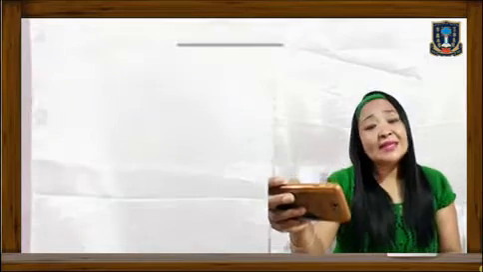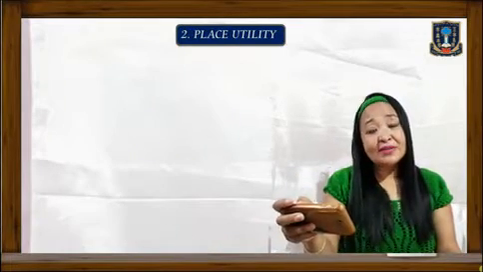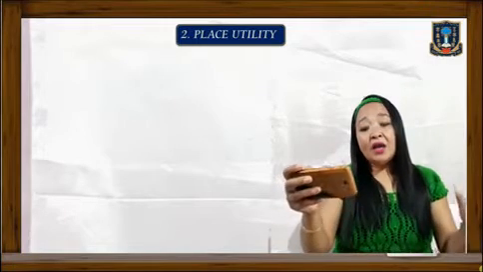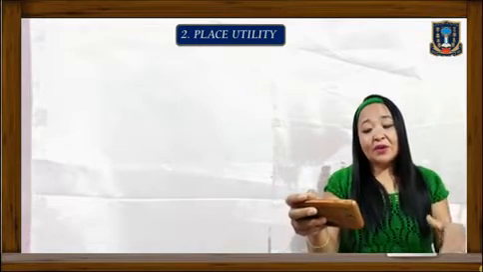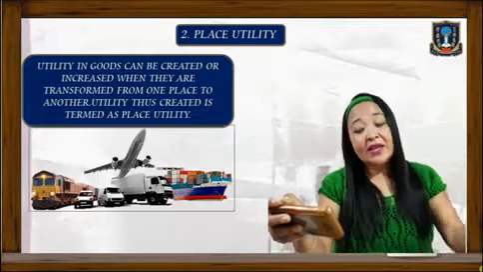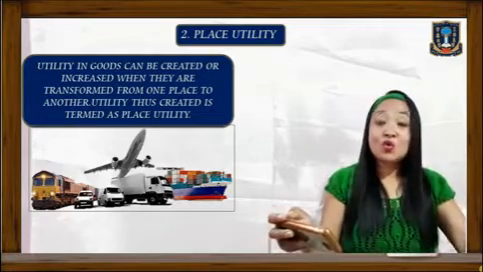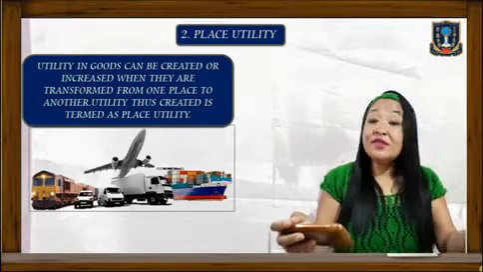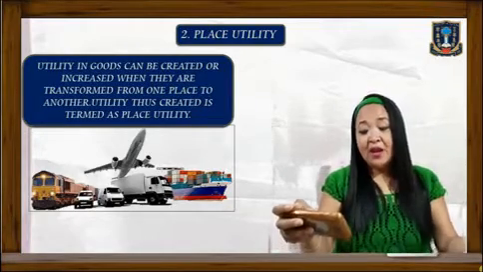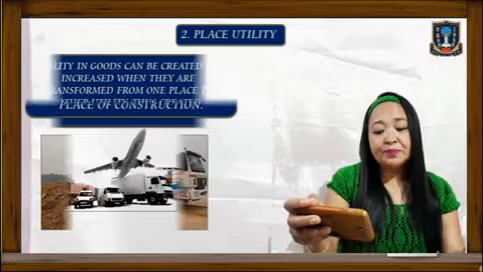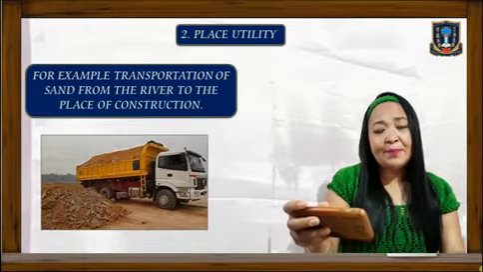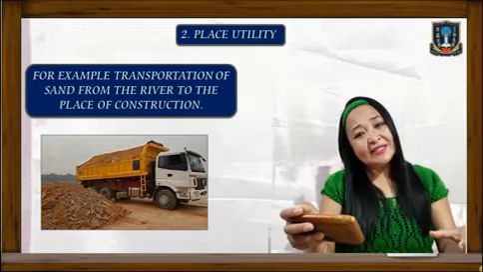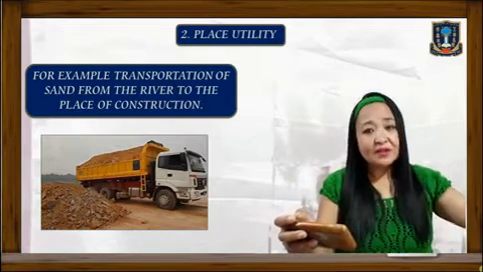Then we have a second type of utility that we're going to talk about, which is place utility. Now, what is place utility then? Utility in goods can be created or increased when they are transferred from one place to another place. So utility can be increased or created even by changing its place. All right. Like, for example, say transportation of sand from a river to a place of construction.